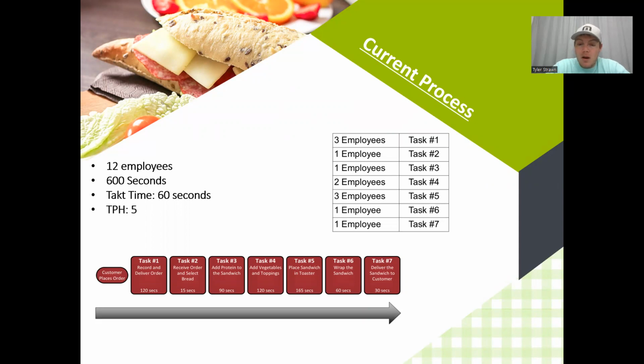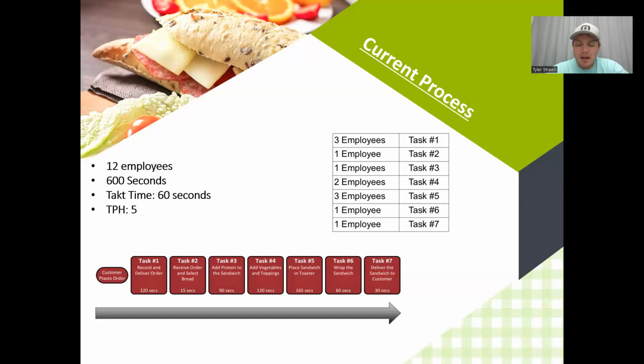And here's a breakdown of how many employees are completing each task. So we have 3 to task 1, 1 employee to task 2, 1 employee to task 3, 2 employees to task 4, 3 employees to task 5, and 1 employee each for task 6 and 7. The total amount of employees we have are 12. The whole process is taking 600 seconds with a takt time of 60 seconds. And this current process is yielding a throughput of 5.